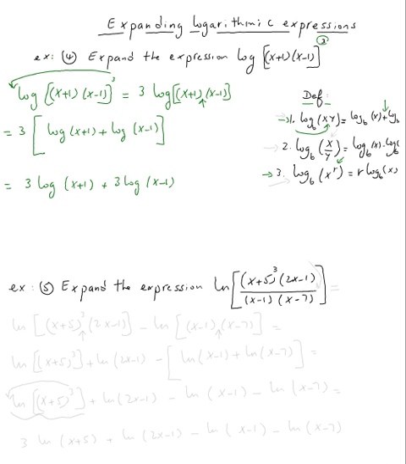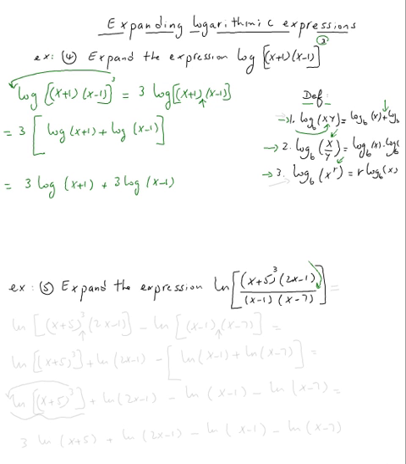So let's do example 5. Example 5 is a little bit more complicated, but still, and then we have ln, which is just log base e. So since we have division inside, then we need to use number 2. See, division inside.